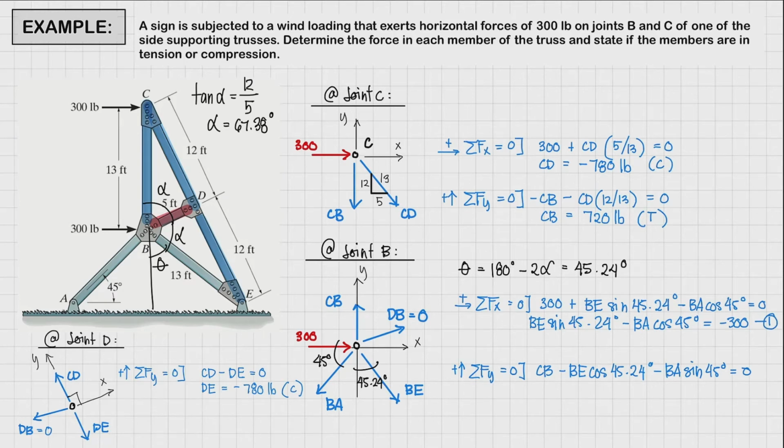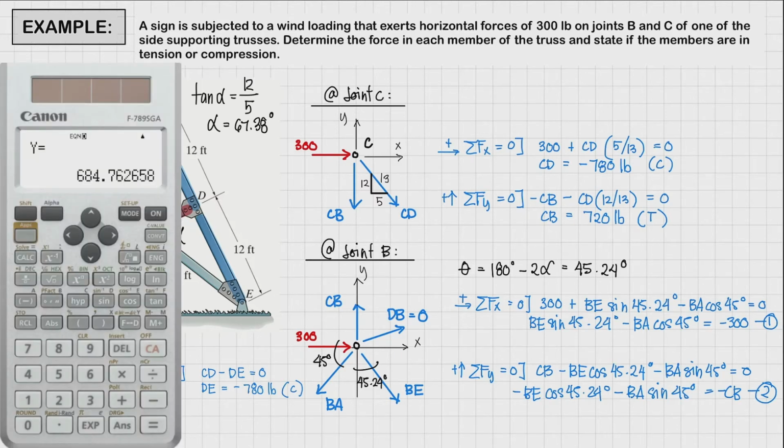And then for our equation 2, this is going to be negative BE cosine 45.24 minus BA sine 45 degrees. And this is going to be equal to negative CB. And this is going to be our equation 2. So solving two equations, what we're going to use is our magic calculator.